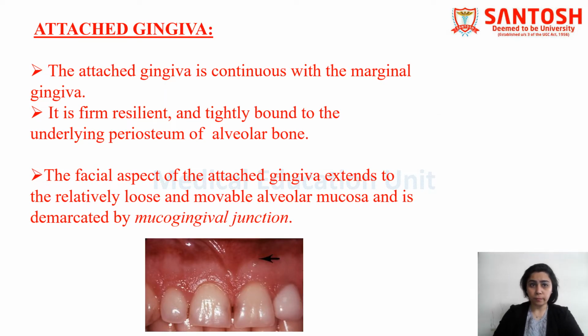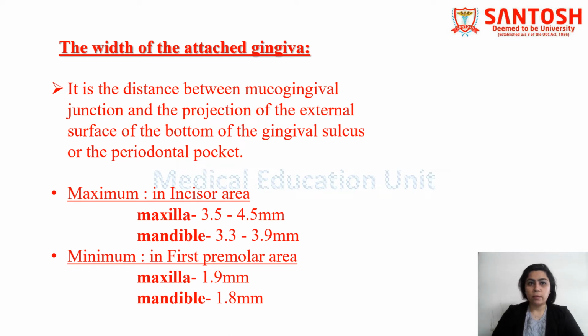The attached gingiva is continuous with the marginal gingiva. It is firm, resilient, and tightly bound to the underlying periosteum of the alveolar bone. The facial aspect of attached gingiva extends to the relatively loose and movable alveolar mucosa and is demarcated by the mucogingival junction. As you can see in the picture, the arrow shows the mucogingival junction. The width of the attached gingiva is the distance between the mucogingival junction and the projection of the external surface of the bottom of the gingival sulcus or the periodontal pocket.